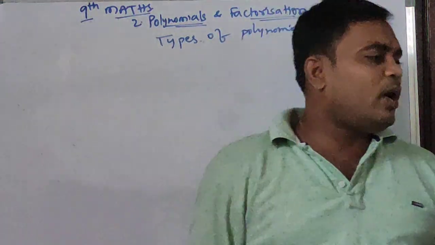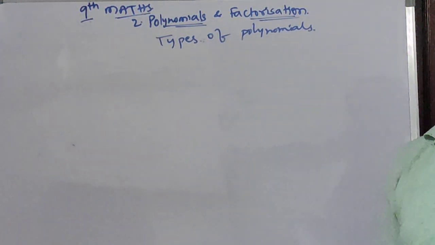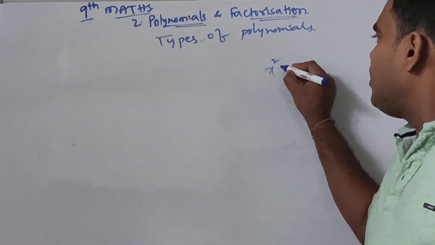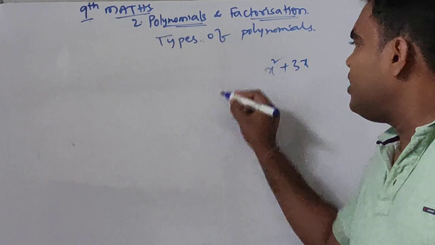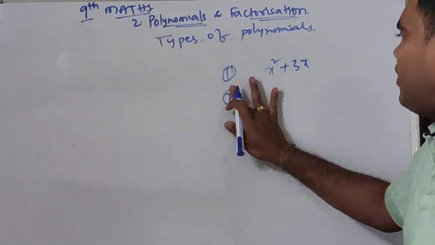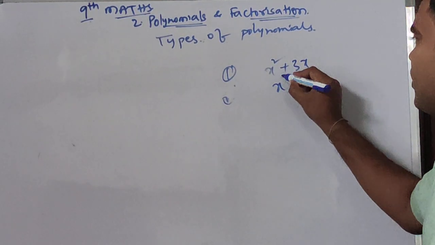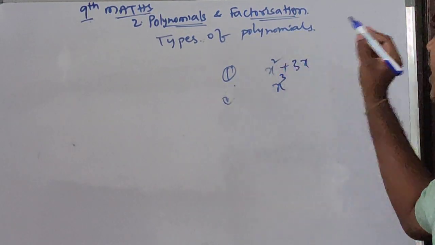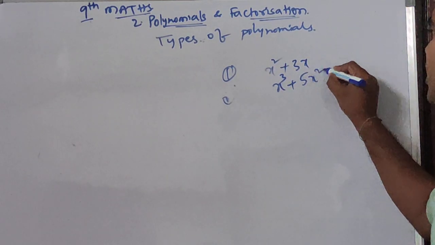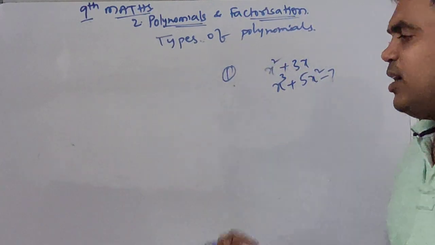So write two polynomials with variable x. We need only variable x. Two polynomials. So I am taking x square plus 3x. That's it. This is one polynomial. And one more polynomial. Already we took x square, degree 2. So x cube plus 5x square minus 7. So this is also polynomial in x.